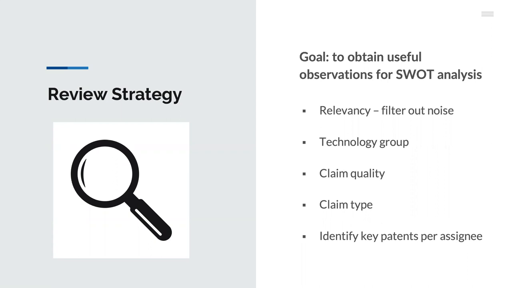No problem. Okay. Just one thing to mention on the review strategy and why we have the magnifying glasses. The goal is to obtain useful observations or clues for the SWOT analysis. So you really have to tailor your review strategy that way. So if you're really interested in claim quality or claim type or technology groups, set your review strategy accordingly. And we'll show some examples in the next few slides now.